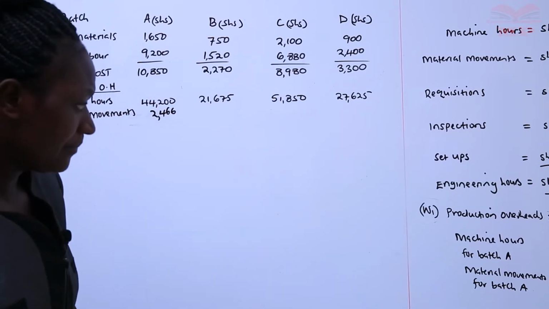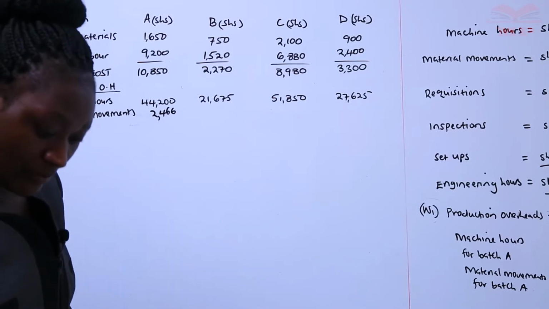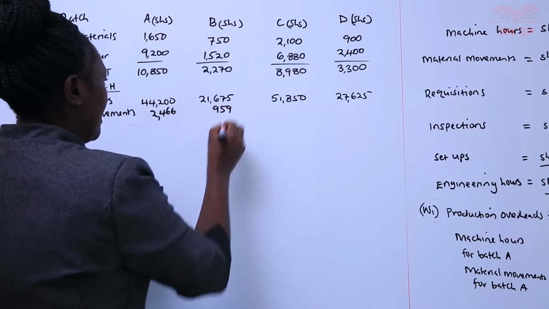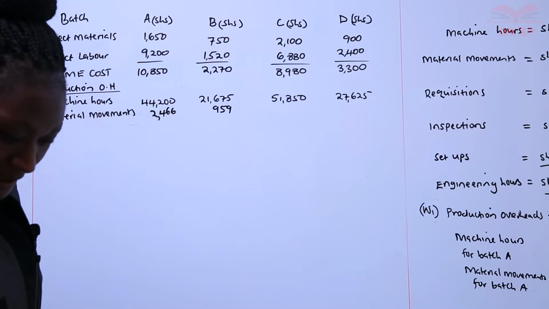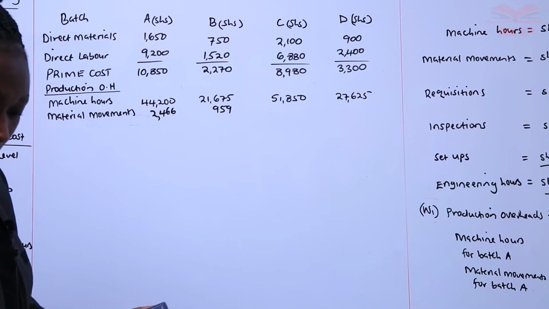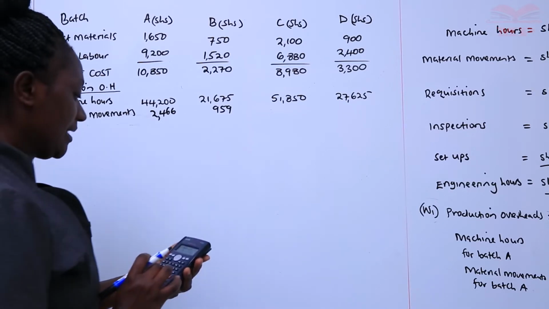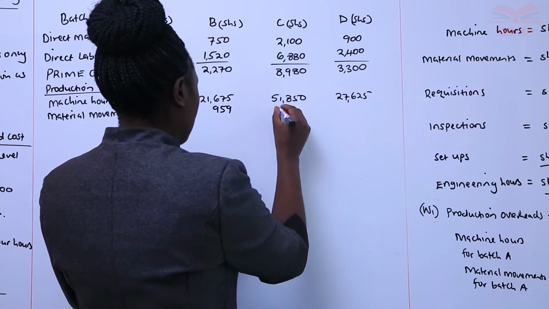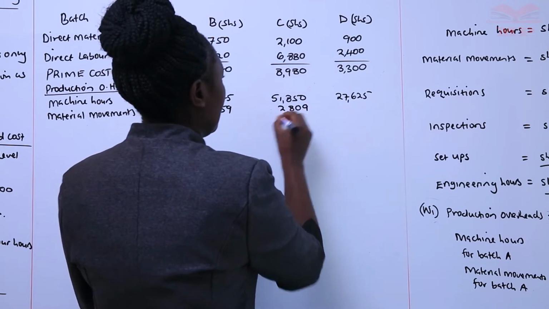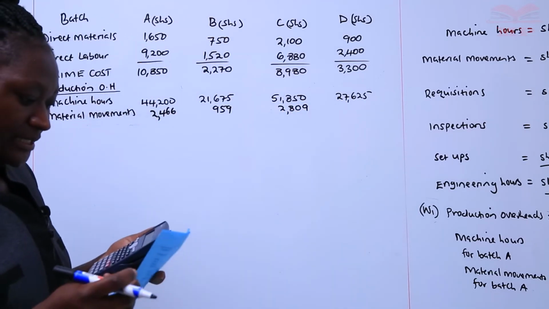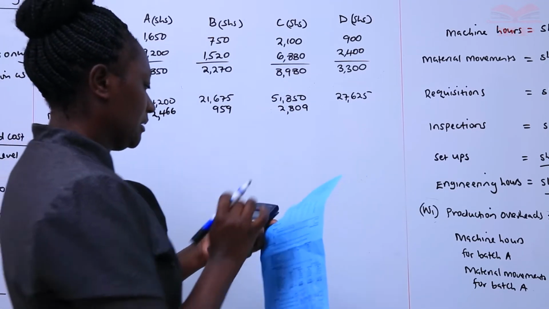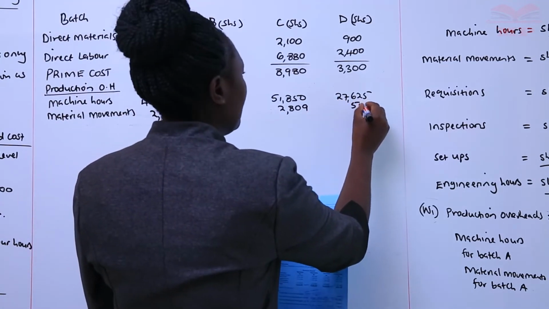We do the same for B. The rate is still the same, that is 13.7. You multiply by the movements for B, which is 70. This will give 959. Then for C, the movements were 205 multiplied by 13.7, which will give us 2,809. And then for D, the material movements were 40. So 13.7 times 40 will give us 548.